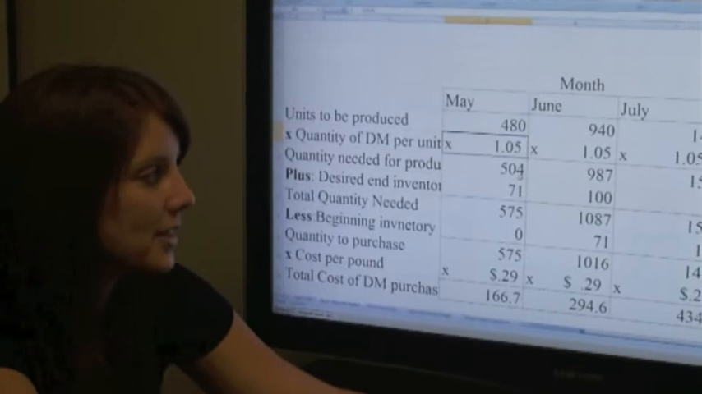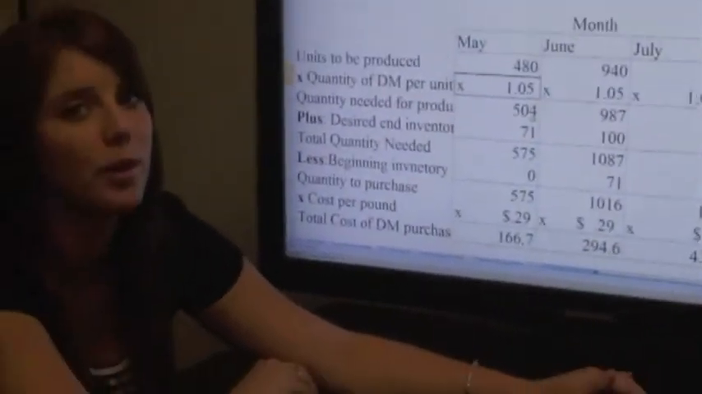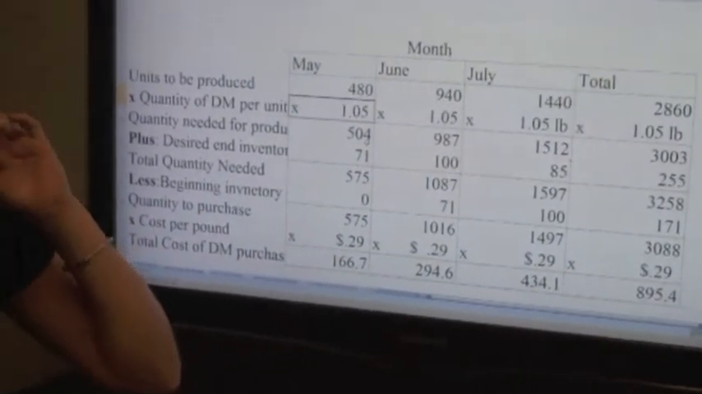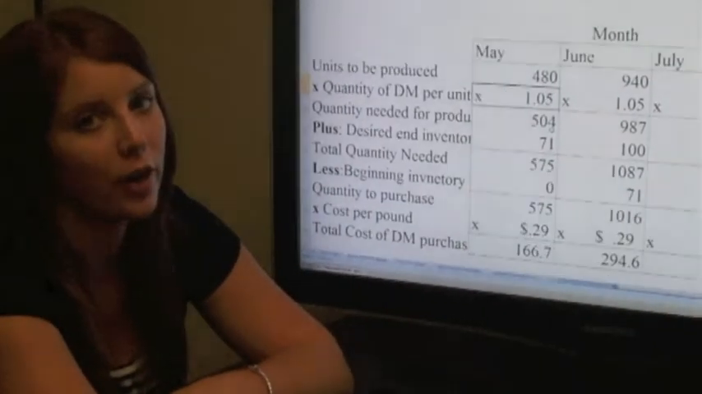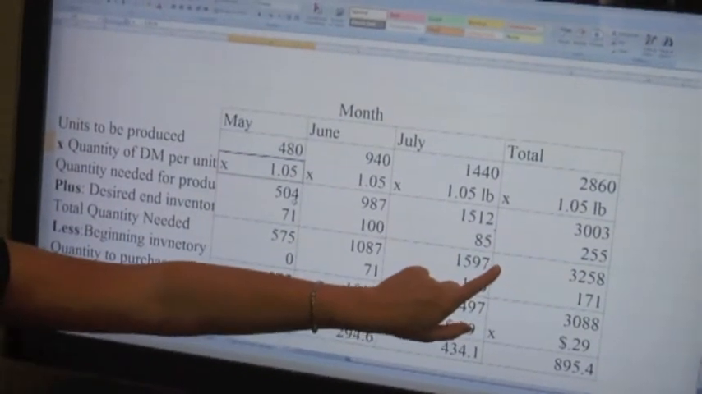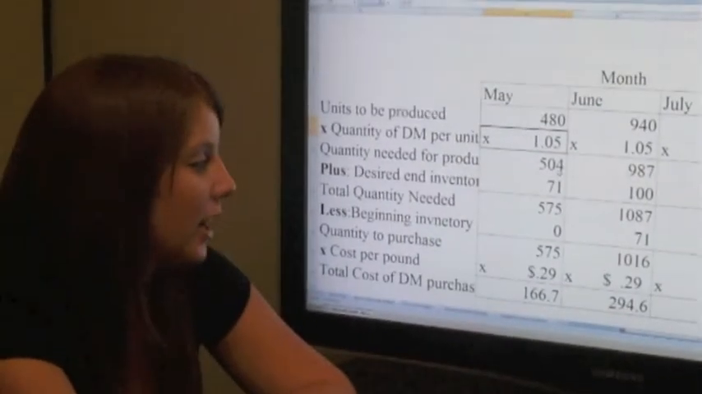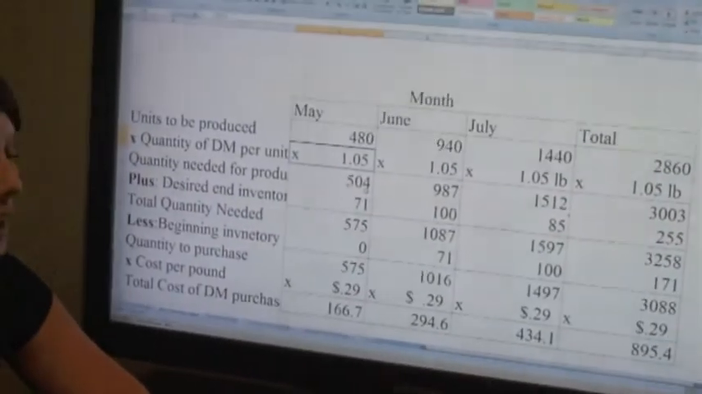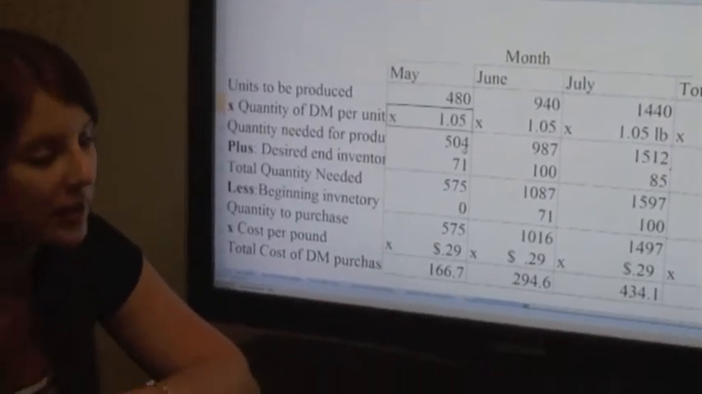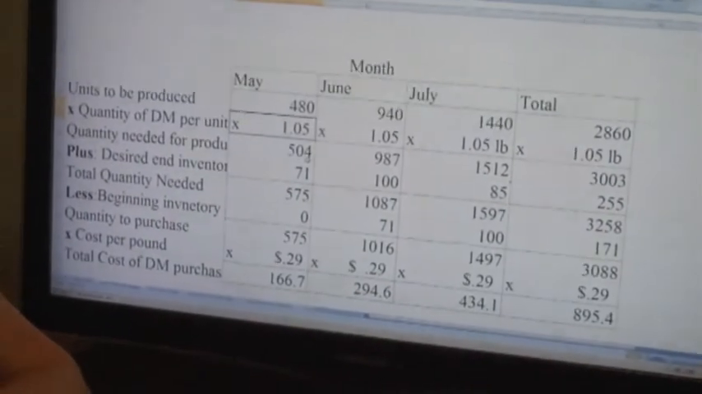So for the total of the entire summer, we're going to be using 2,860 units, and multiply that by the 1.05 pounds for each one, and we get 3,003 pounds of direct material. Then we add in the beginning inventory for next month. We expect to sell 50 cases of water in August, so that's where this comes in, and then that gives us 3,258 cases that we're going to be needing altogether. Subtract the 171 of beginning inventory, and we get 3,088. If we multiply this by 29 cents, we get a direct material total cost of $895.40.